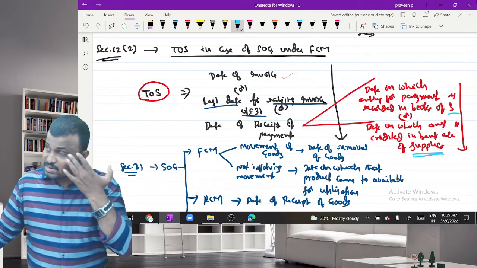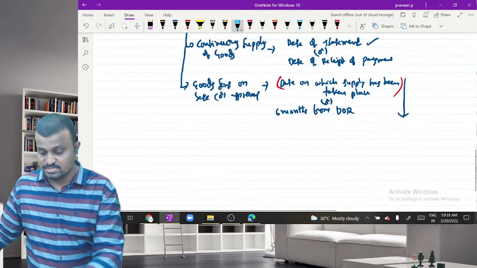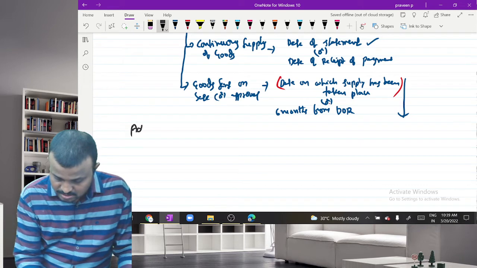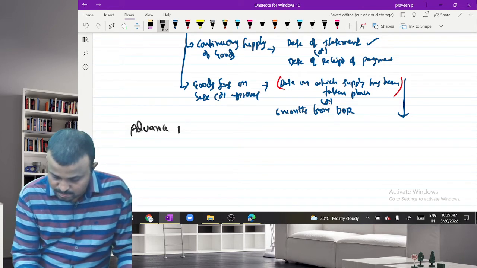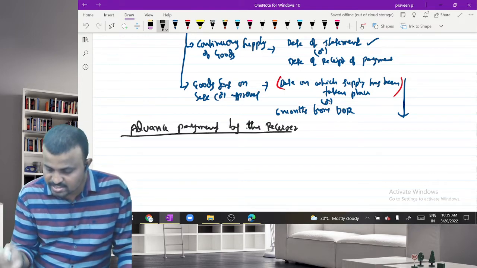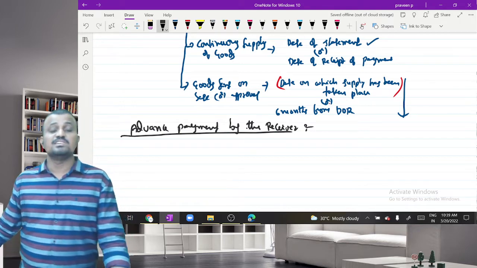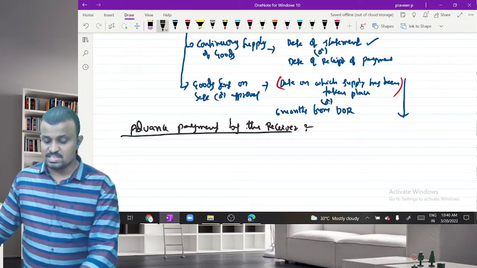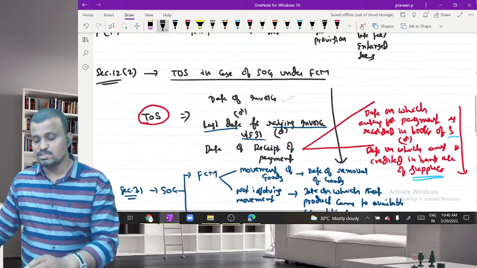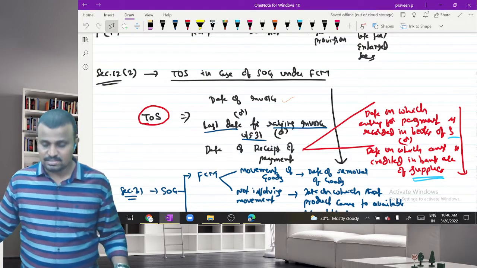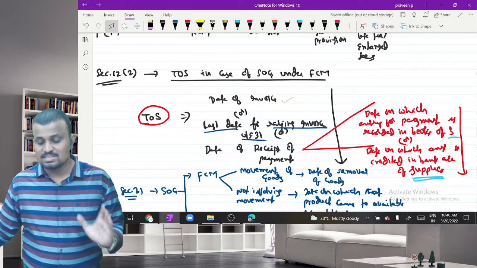And another one is advance payments. If any advances are received by the receiver, then what is the time of supply? Generally, if you apply this provision in case of advance payment, then the time of supply is the date of receipt of payment.